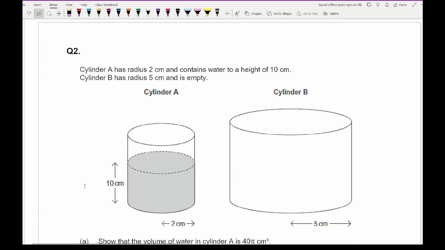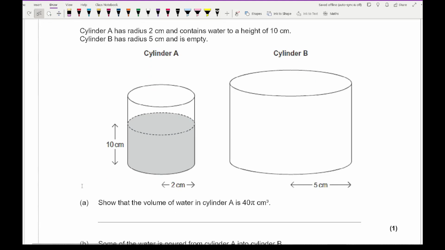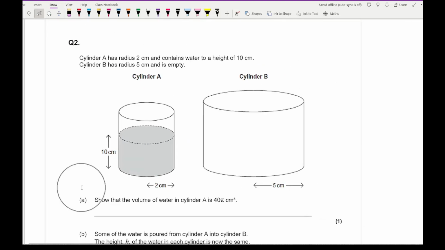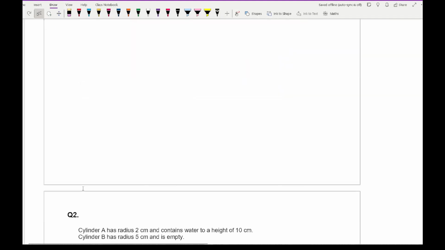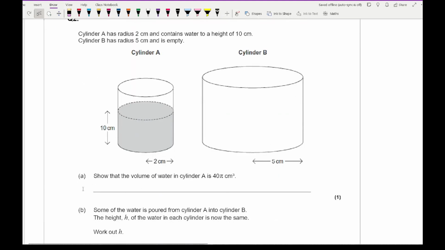Moving on to question 2, it says that cylinder A has a radius of 2 centimeters and contains water to a height of 10 centimeters. Cylinder B has a radius of 5 centimeters and is empty. And the question is asking us first for part A, show that the volume of the water in cylinder A is 40 pi.